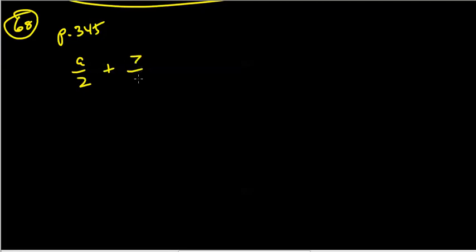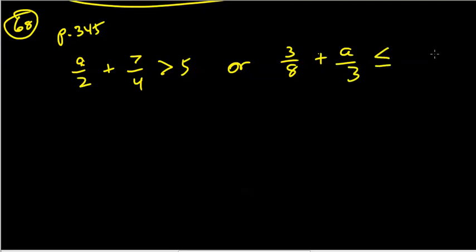Alright, let me do one more in this section. This is on your homework list. This is number 68 on page 345, and really represents the upper limit of difficulty in this section. A over 2 plus 7 over 4 is greater than 5, or 3 over 8 plus a over 3 is less than or equal to 5/12.